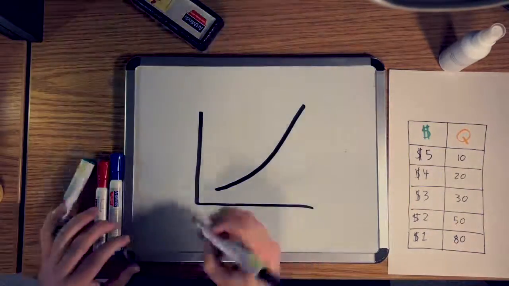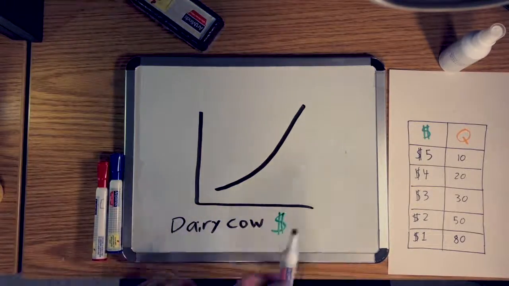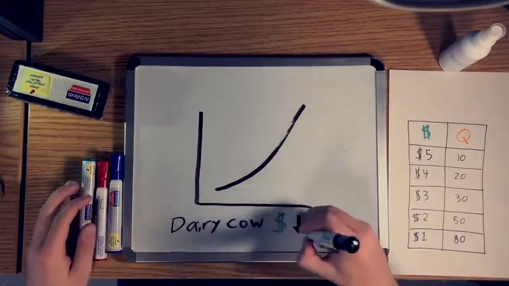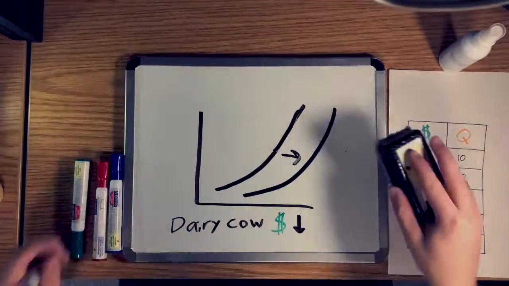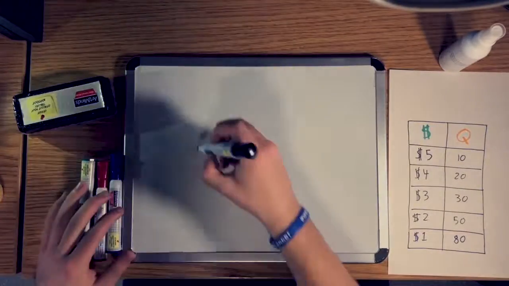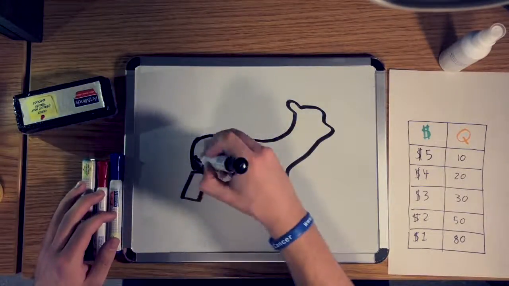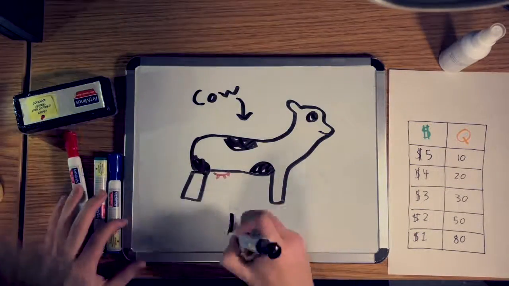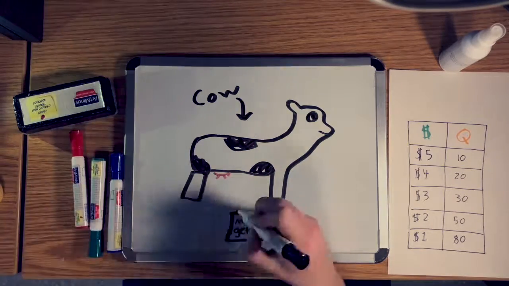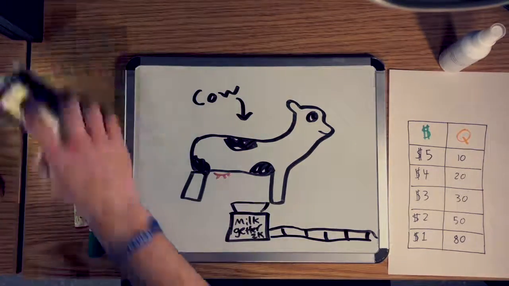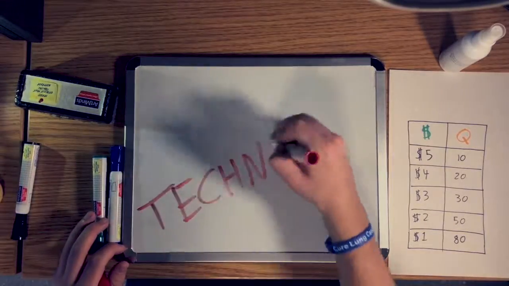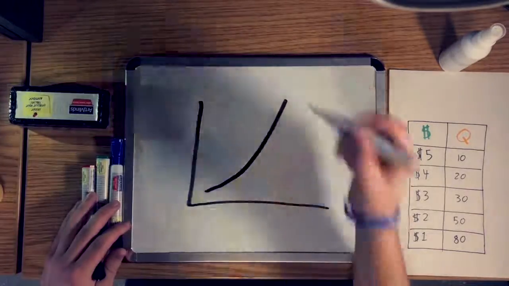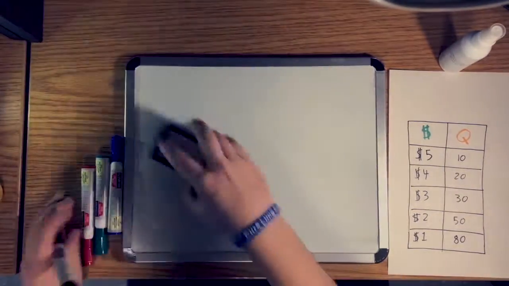One of the most common shifters is the price of resources. For example, when the price of dairy cows goes up, this shifts the supply curve in, and when the price of dairy cows goes down, this shifts the supply curve outwards. Another common shifter is the introduction of new products that increase production. In the milk market, let's pretend a new product comes that can get more milk out of the cow per second. This is called technology. With the introduction of new technology, it usually always results in the shift outwards on the supply curve.